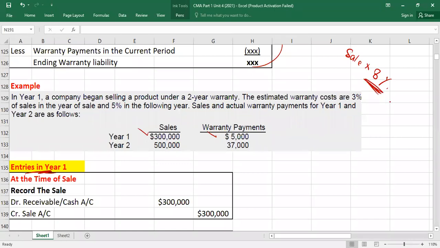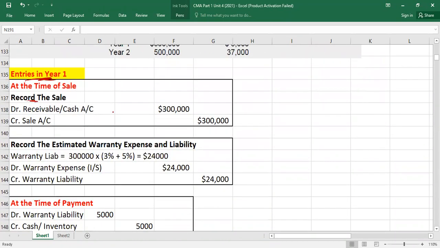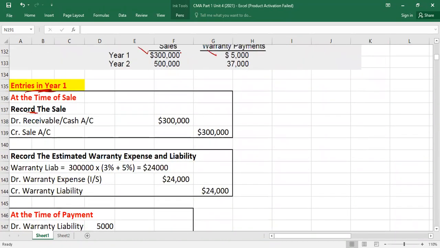8%. So what I will do, guys, at the time of sale, I will record the sale value. And for year one, my sale is $300,000. I will debit receivables or cash with 3,000, and we will credit sales with 3,000. And now we will take this sales value and multiply it with the 8%. Right? So I will get how much?